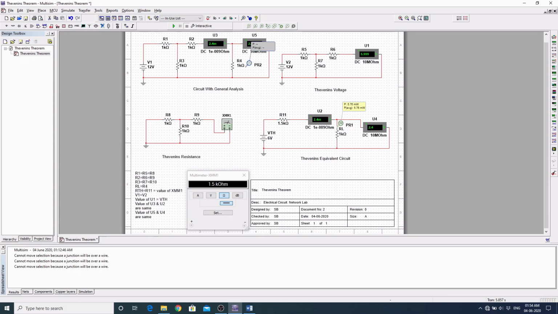If I just place this wattmeter over here, okay, so I place the wattmeter over here. In that case also you will see that the same amount of power loss has occurred over here in the main circuit, and in the Thevenin's equivalent circuit the same amount of voltage, current and power loss has occurred over here. Okay, so this is the Thevenin's equivalent circuit experiment which I had done in the simulation software.